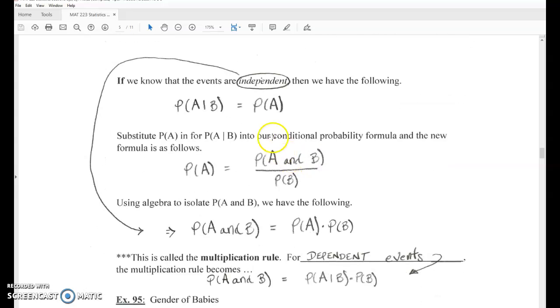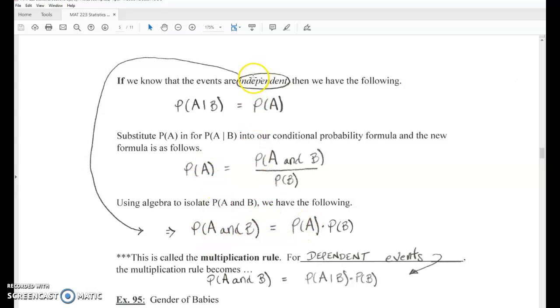So if we know the events are independent, then the probability of A given B is just the probability of A. If I substitute the probability of A in for the probability of A given B into our conditional probability formula, that goes right here on the left-hand side. Then with a little bit of algebra, multiplying both sides by the probability of B, I can see that the probability of A and B is equal to the probability of A times the probability of B, which is what I have here.